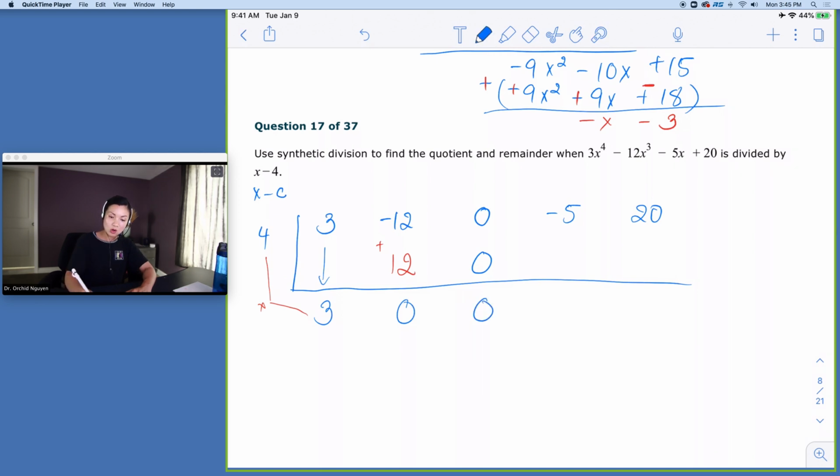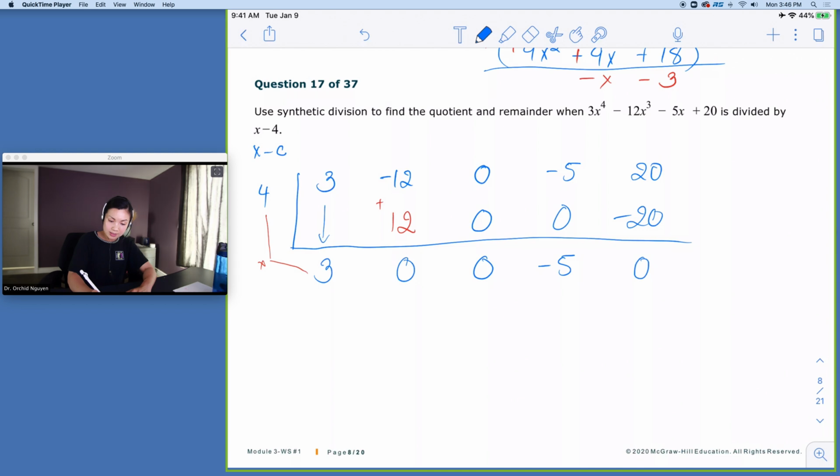Once again, we do 4 times 0, you put 0 here. You add, you get negative 5. And then we have 4 times negative 5 is negative 20. You add, you get 0. And this is your answer. How do we write your answer?